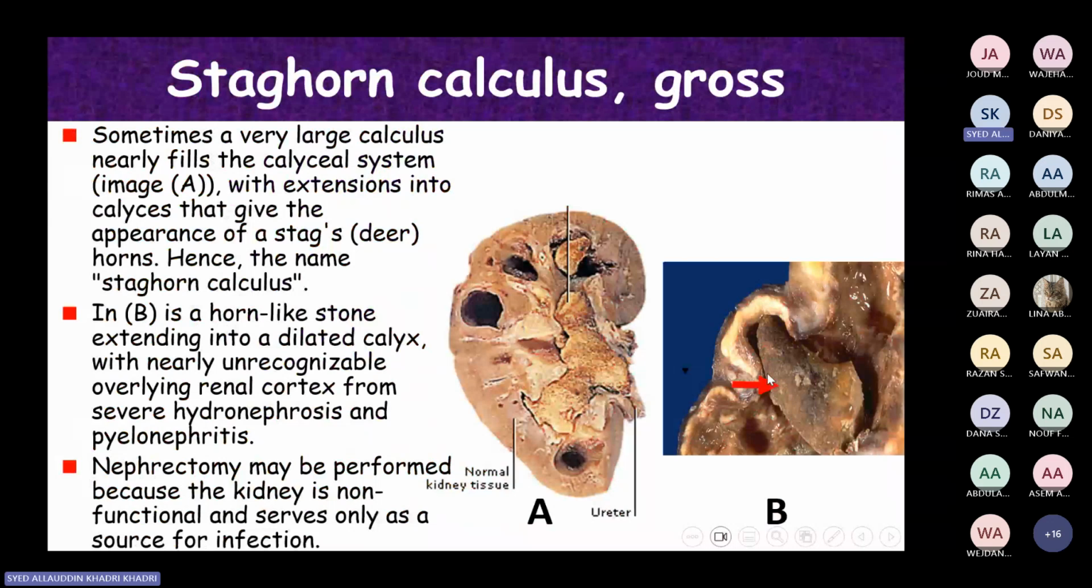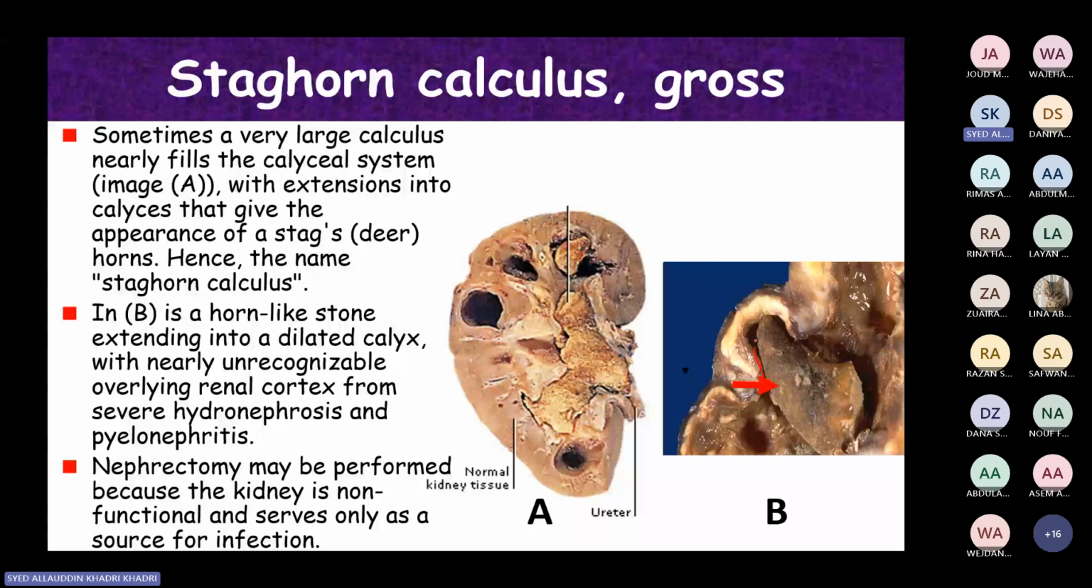Sometimes a very large calculus nearly fills the whole calyceal system. You can see over here all this thing. This is a very large hall. Staghorn calculus is a stone, basically a hajar, yani. Nearly fills the calyceal system. You can see over here also all this area.